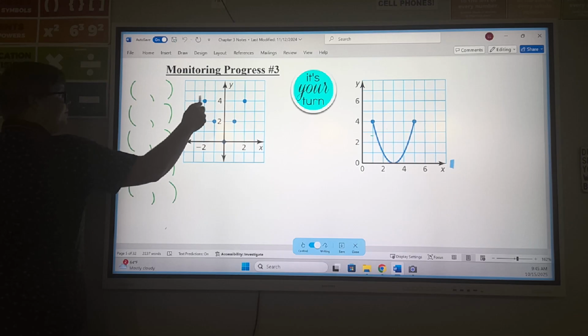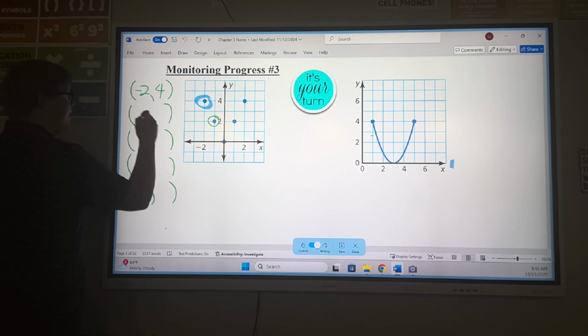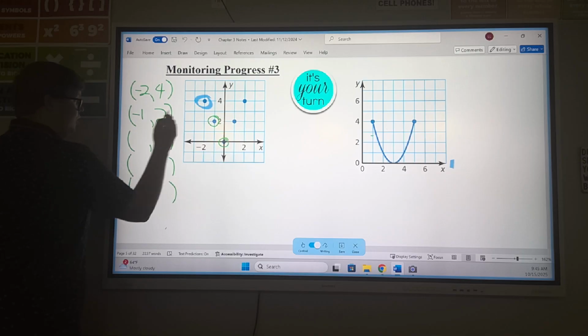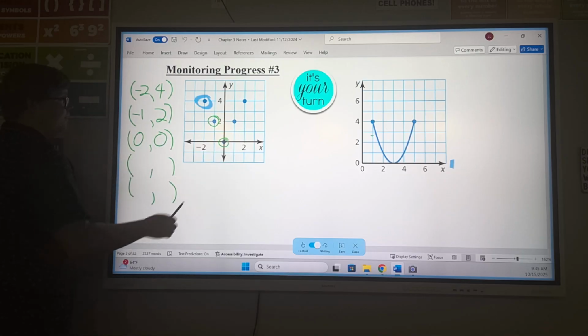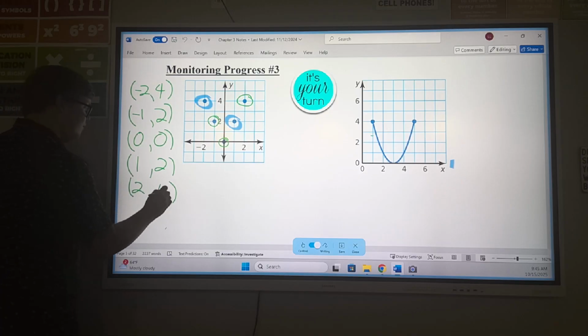Okay, let's start here. That coordinate is -2, 4. Let's go here. That is -1, 2. Here's our origin. Our origin is always 0, 0. Next, we have 1, 2. And finally, we have 2, 4.